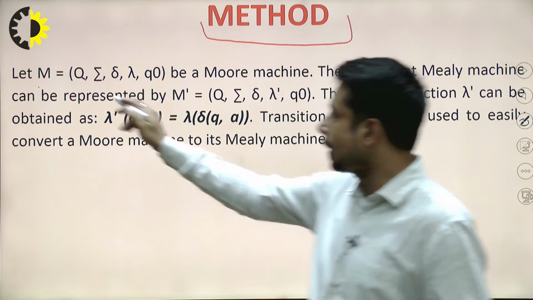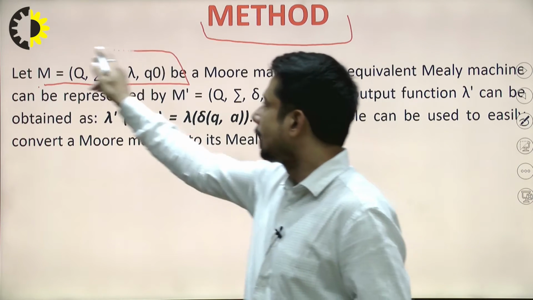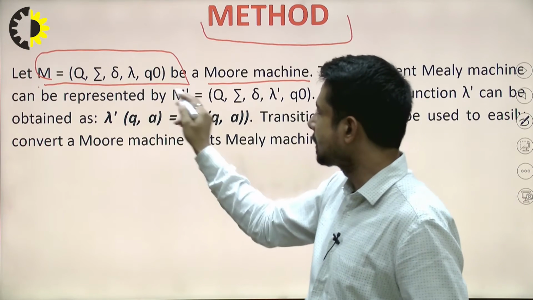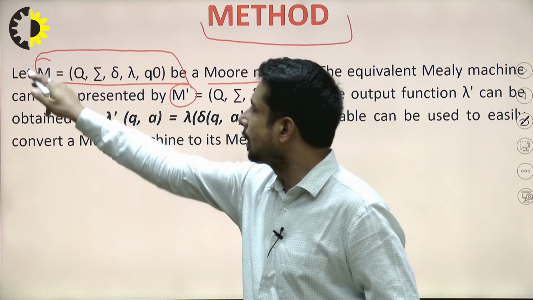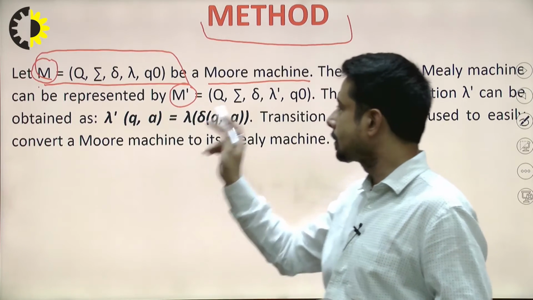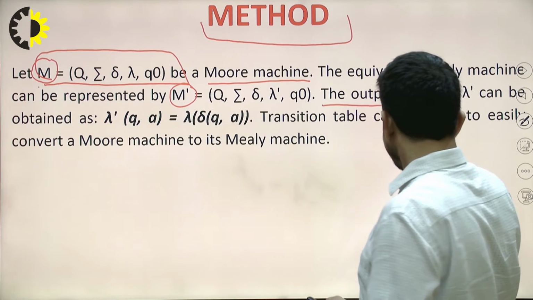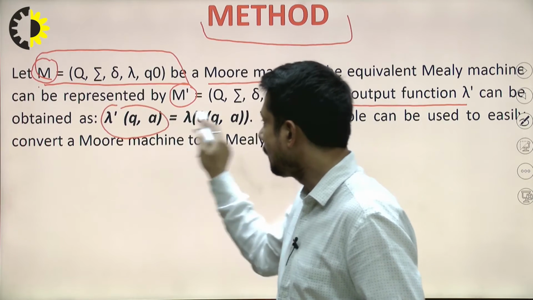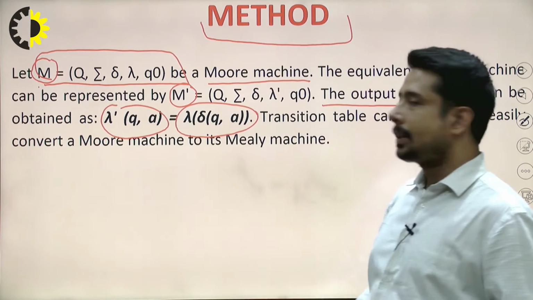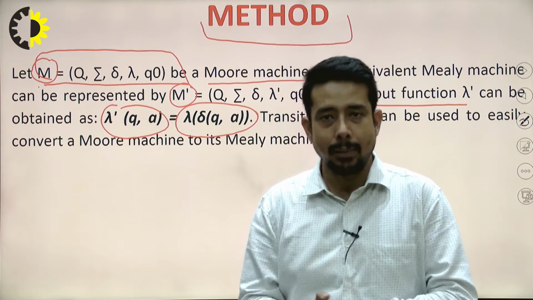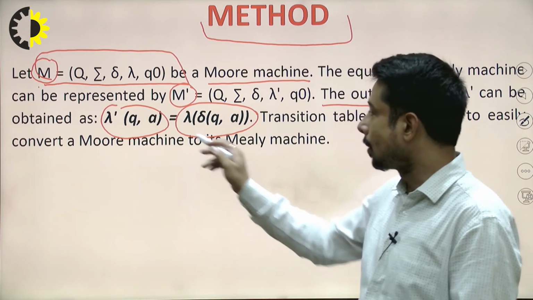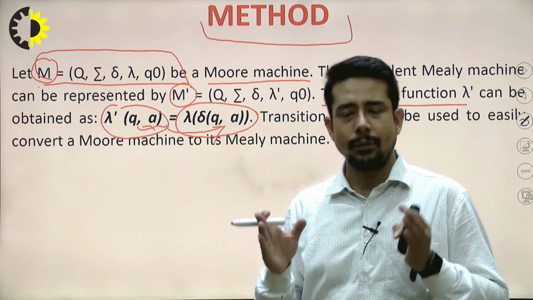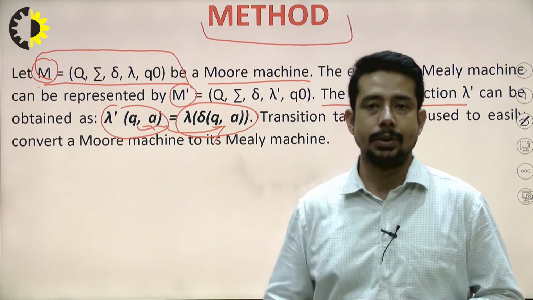Here, we are having a machine, and that machine can be a Moore machine. Suppose the equivalent Mealy machine is represented by M dash. So here we are taking M as a Moore machine and M dash as a Mealy machine. The output function delta dash can be obtained like this: for the same input, it should comprise the same output. If this happens, then we can say that both the machines are equivalent.